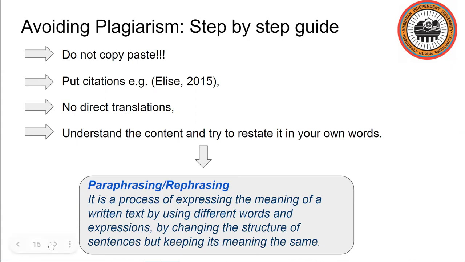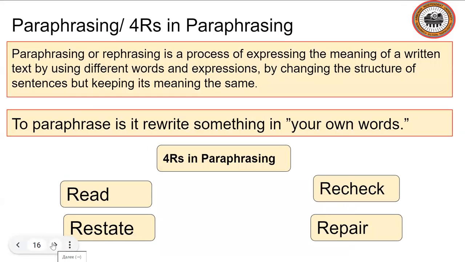Here I have for you two guides on how to do this. At first I would like to present to you two definitions of paraphrasing or rephrasing, and here I have for you the 4 R's in paraphrasing. It's a principle. At first, paraphrasing or rephrasing is a process of expressing the meaning of a written text by using different words and expressions, by changing the structure of sentences, but keeping its meaning the same.